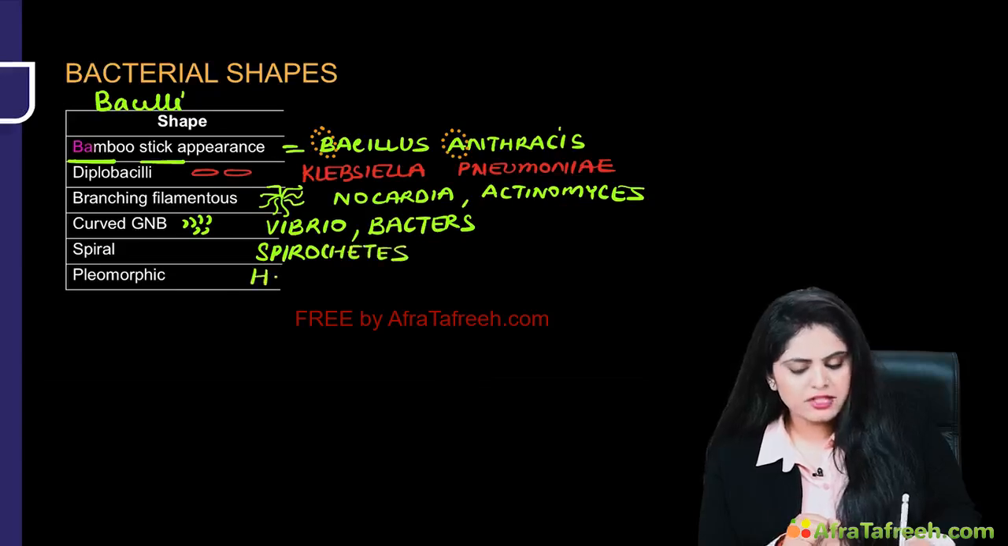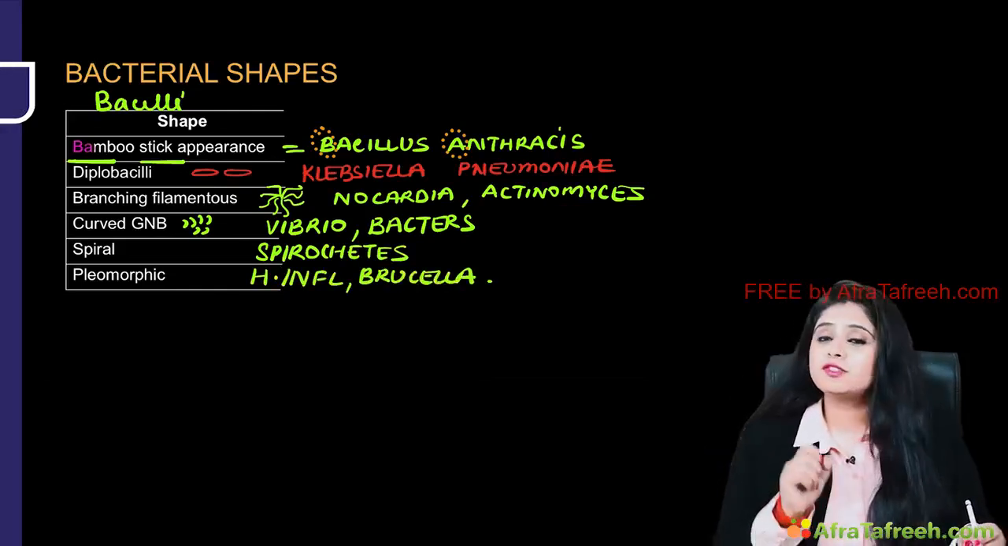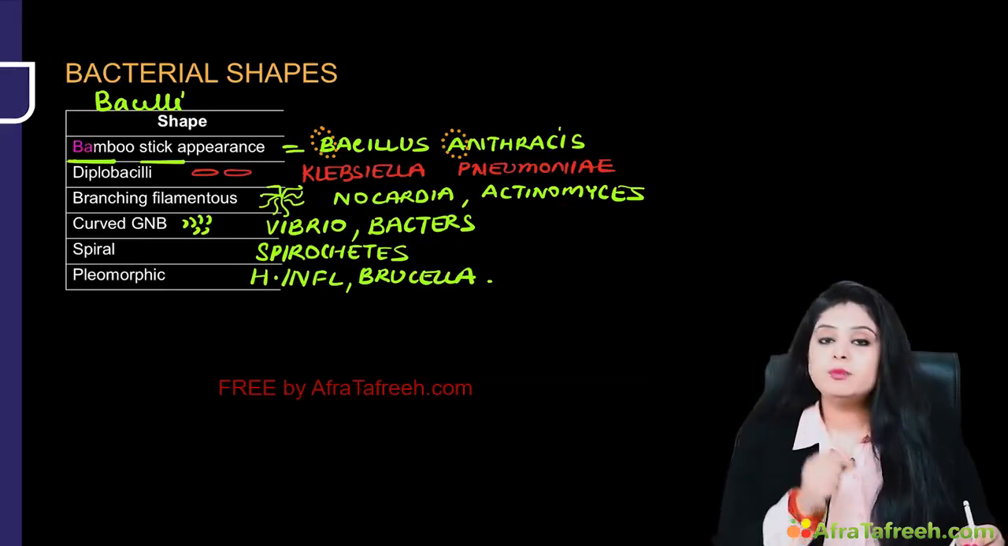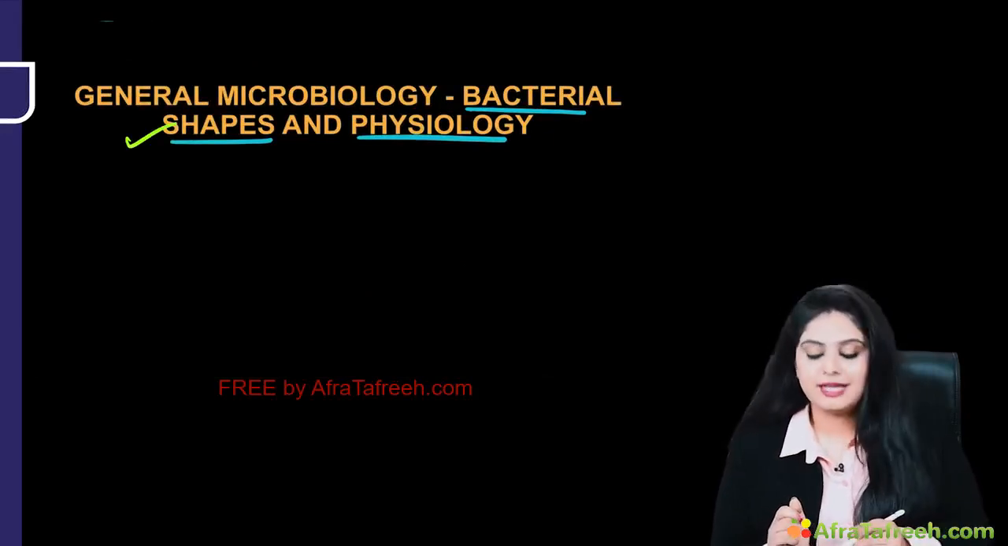And what are pleomorphic? The ones that have no fixed shape. For example, Haemophilus influenzae, Brucella. These are the ones which are going to be pleomorphic. This is just a quick overview because this will help you a lot in your bacteriology section. So first I have told you all the different shapes of cocci and bacilli.